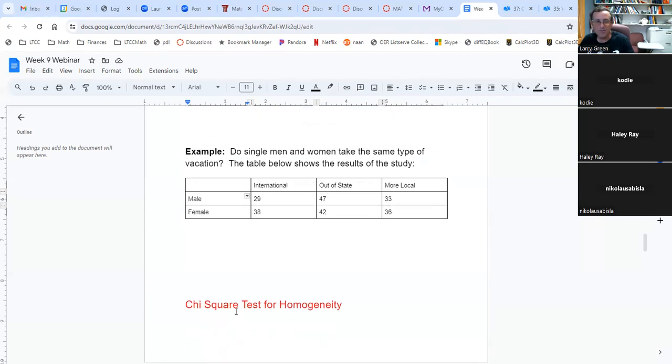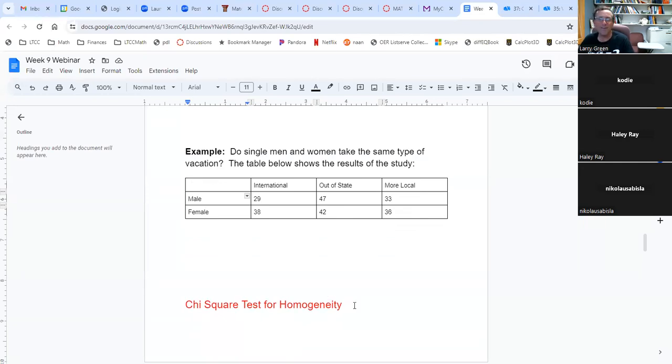So we're going to use what's called the chi-squared test for homogeneity. Do you know what the word homogeneous means? Like homogenized milk? Yeah, it's the sameness. So we want to find out, do we have the sameness in distributions, or do we have different distributions? That's kind of what we're looking at.